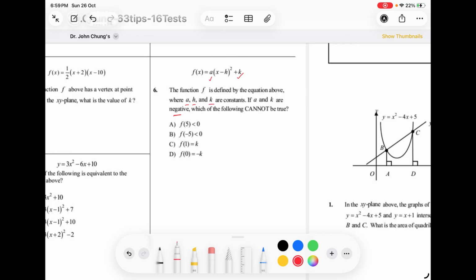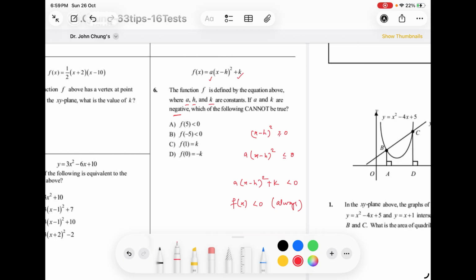Now, here recall one thing, that the square of anything is always greater than or equal to 0. So (x minus h) squared is always greater than or equal to 0. Now A is negative. So when I multiply it by A, it gives me either less than 0 or equal to 0. It means this whole is negative. And if I add K to it, which is also a negative quantity, it becomes negative. It means the function f(x) is always negative.